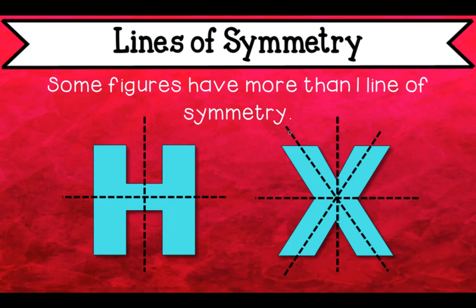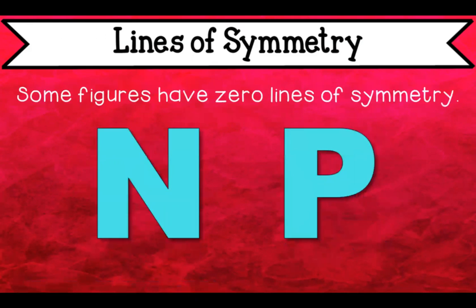This X is really cool because it has 1, 2, 3, 4 lines of symmetry. If you were to fold it along any of those lines, you would be able to find equal matches, where one side would match the other side exactly. Some figures have no lines of symmetry. Like this letter N, there's nowhere you could fold it that it would have a mirror image of itself. Same with P.